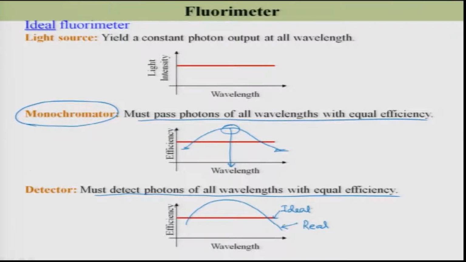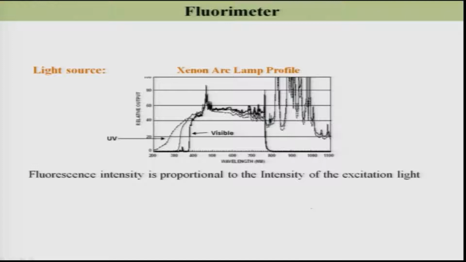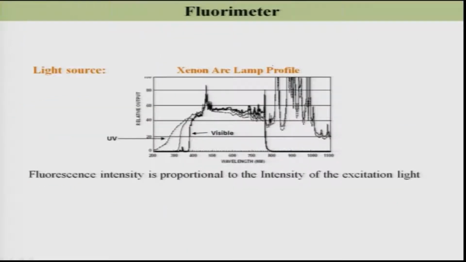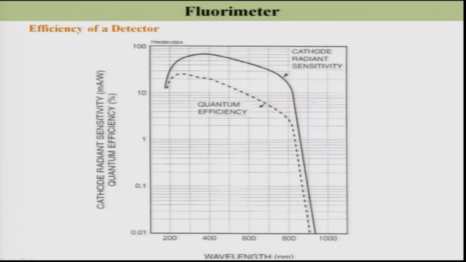And what will be the problem in this? Here I also want to show that the light source is also not a horizontal line like this. This is the actual spectrum of a xenon arc lamp, the light source. You see it has a lot of spikes, and the shape is bell-shaped with a lot of spikes over here. Similarly, here I showed the efficiency of a detector.